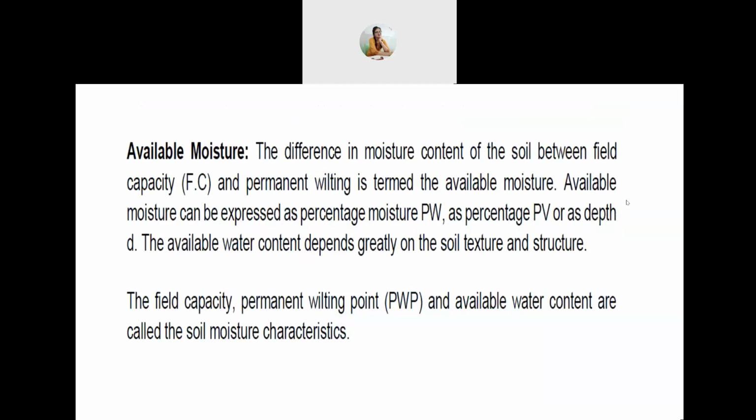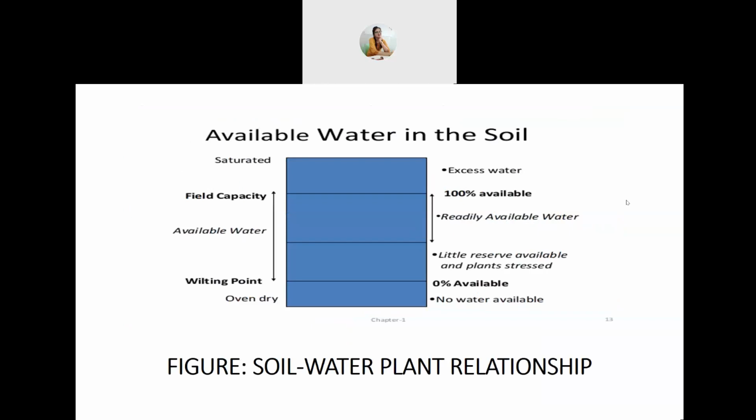Available moisture. The difference in moisture content of the soil between fill capacity and permanent wilting is termed the available moisture. Available moisture can be expressed as percentage moisture, as percentage, or as depth. The available water content depends greatly on the soil texture and structure. The fill capacity, permanent wilting point, and available water content are called the soil moisture characteristics. This figure shows soil-water-plant relationship.